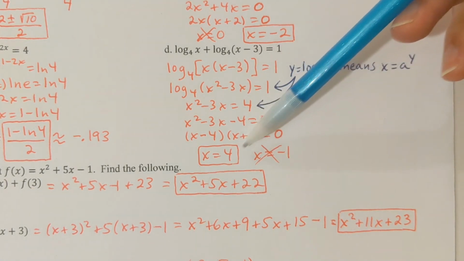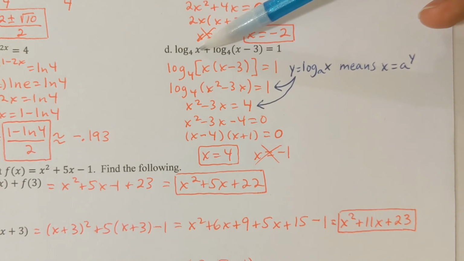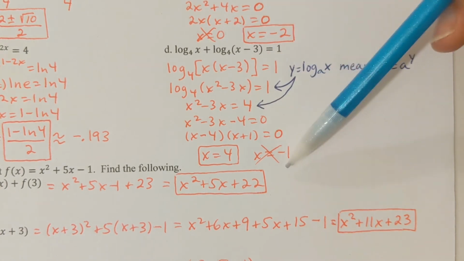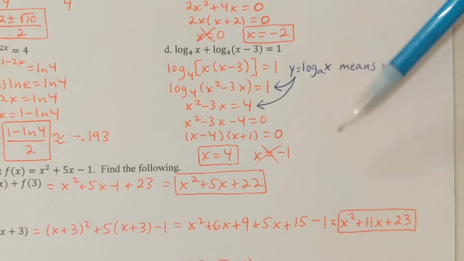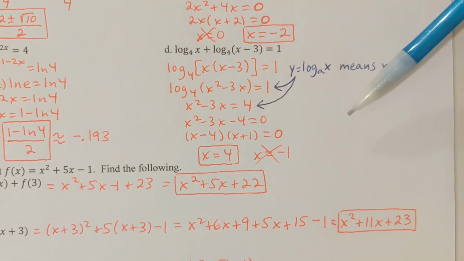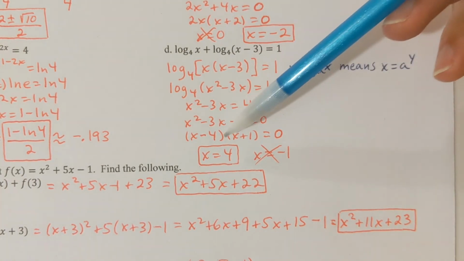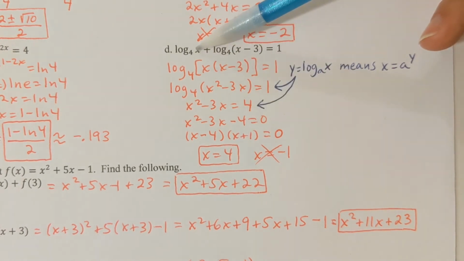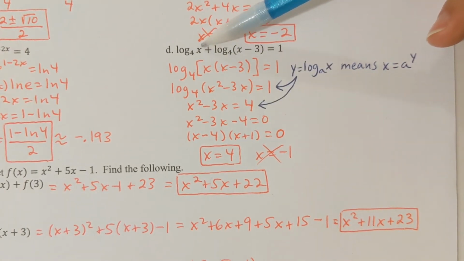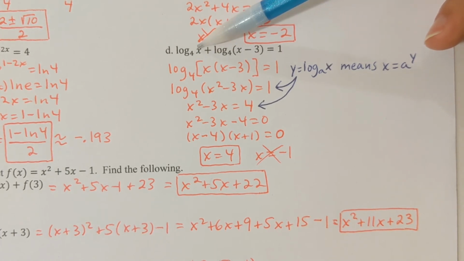Okay, so let's check these now. You can't take log of a negative. So actually negative 1, I see right away, that can be thrown away. You can't take log of a negative. Also can't take log of 0. So if x is 4, and I plug that in, log base 4 of 4 would be 1. Whenever the base and the input number match up, you always get 1.